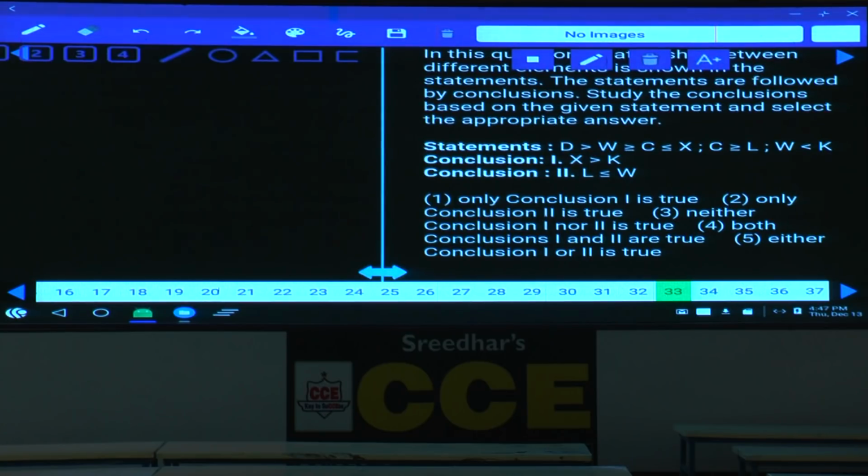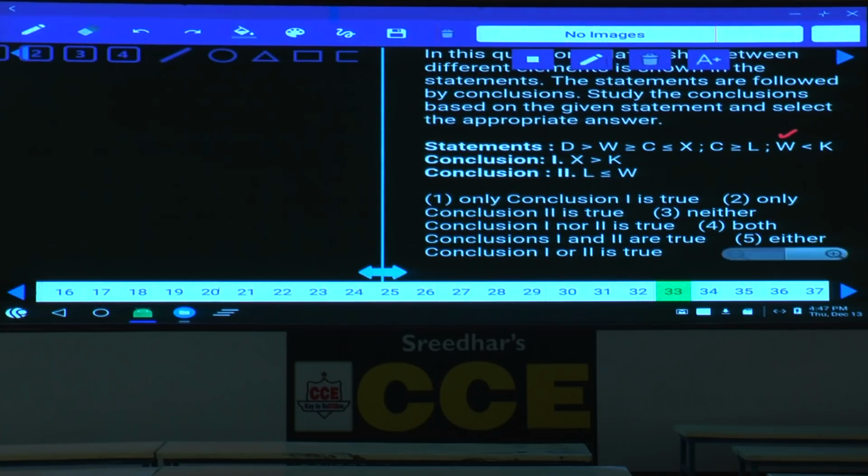Tell me what is the element which is common here. Now W is common between these two. Now between W and X, if you observe here, there is one greater than and one lesser than, hence no relation between these two. Hence between X and K also there is no relation, isn't it?